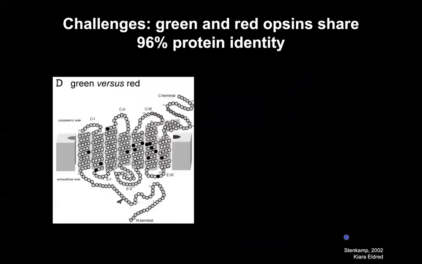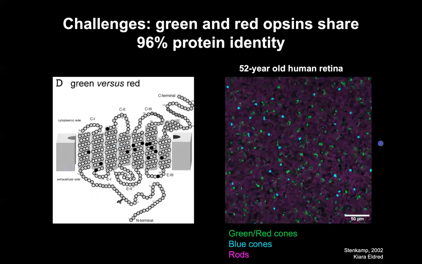in a model system. Additional challenges are that green and red cones differ by their respective opsin proteins only, a GPCR that is 96% similar. These black circles indicate the amino acid differences between the two proteins, most of which lie interior to the membrane. Therefore, antibodies are not specific for red or green opsin. This is a flat mount view of a human retina where we have labeled the photoreceptors here. And as you can see, green and red cones are co-labeled together in green.